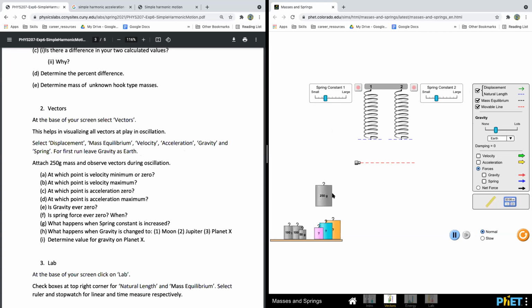Okay, so actually I want to say here, displacement, you can see the displacement. This means the displacement, and you see the mass equilibrium is in the middle. This is how you measure x, the extension. Even if it didn't draw exactly in the middle, but yeah. So the gravity is Earth, and then you can click the velocity, acceleration, and the forces, gravity, spring.